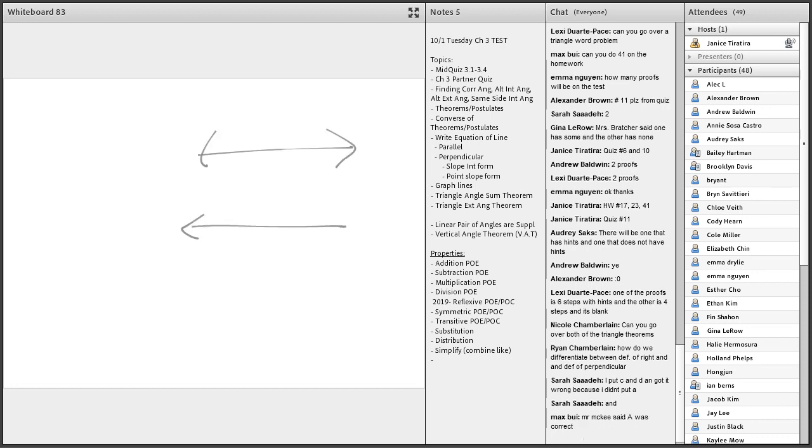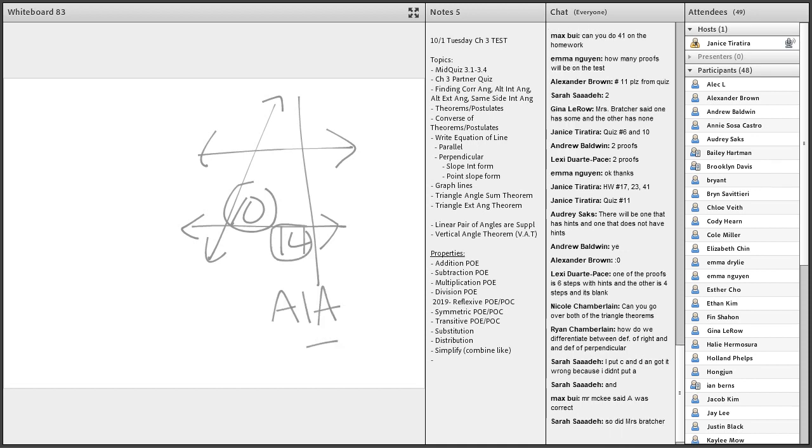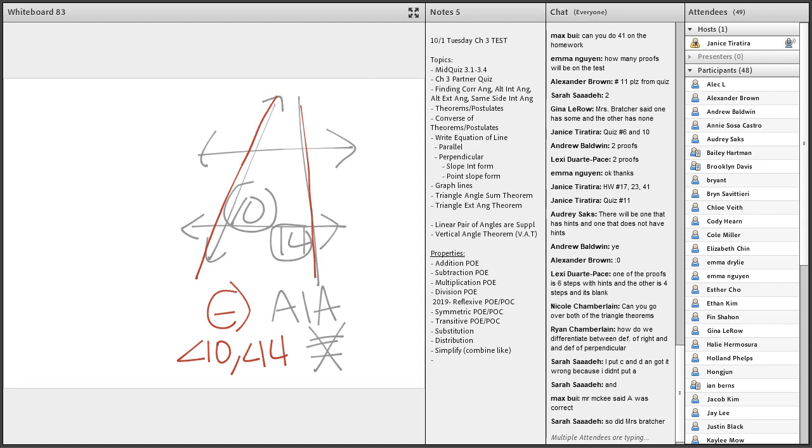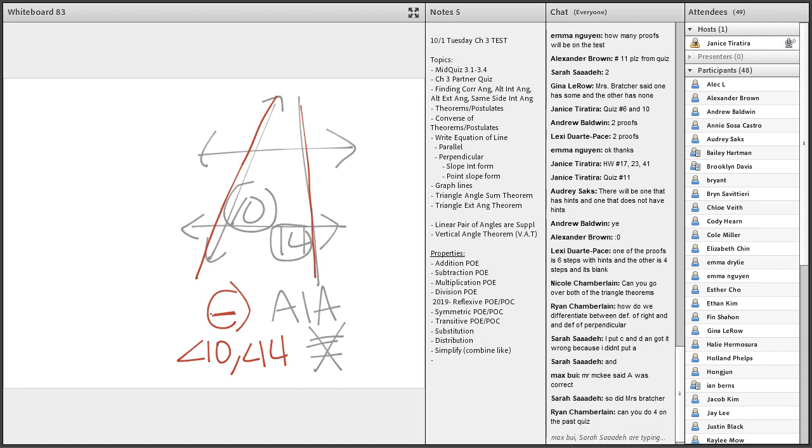E was wrong because, let me see, where's 10 and 14? Here's 10 and here's 14. So yes, these are alternate interior angles, but no, they are not congruent. And that's because these lines are not parallel. So unfortunately, letter E was incorrect. 10 and 14, they are alternate interior angles, but they are not congruent because these lines are not parallel. So if they're not parallel, nothing happens. There's a name for it, but they're not congruent.